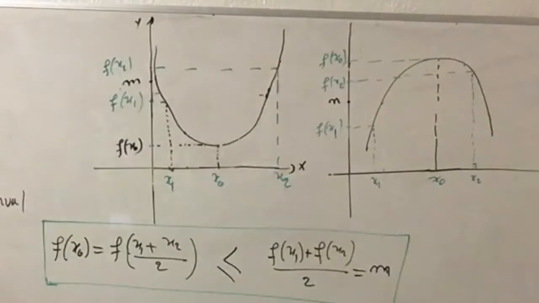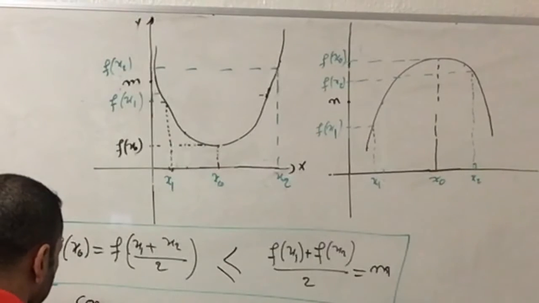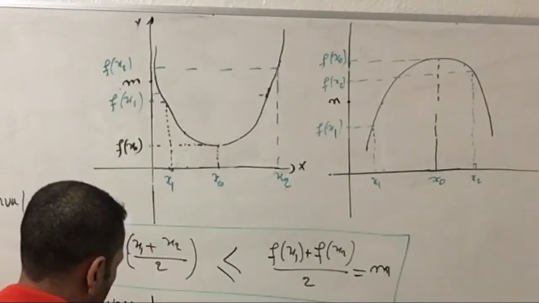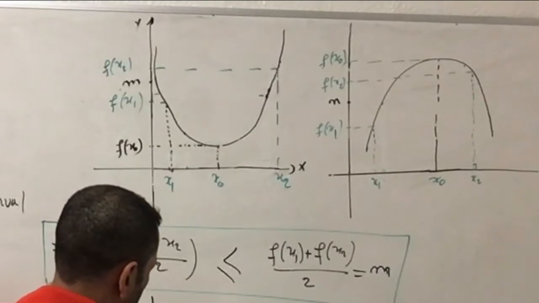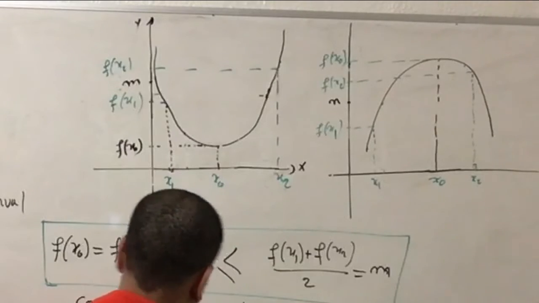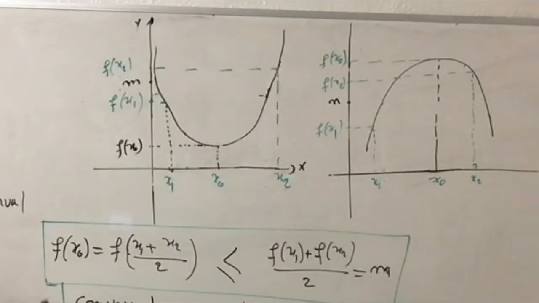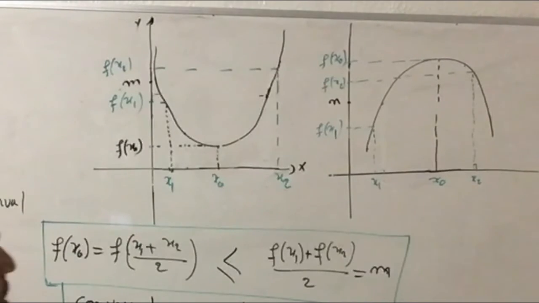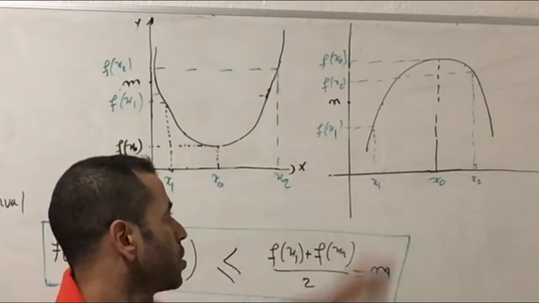It has 2 names, okay? It's called convex downward, or convex, okay? I'm going to see the second case.